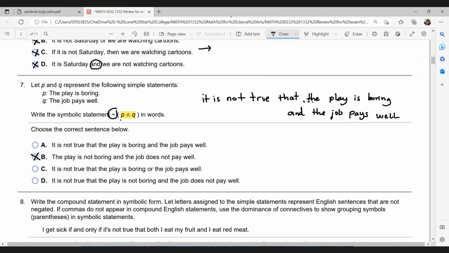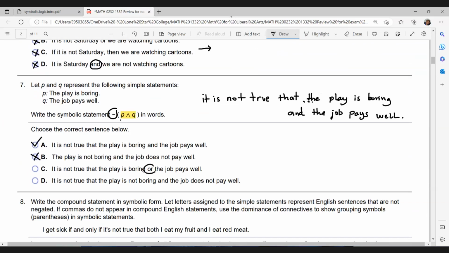So you're probably wondering, why is he doing that? Because I want to be able to read it and compare it to what I have in my writing. So it is not true that the play is boring and the job pays well. It seems like A is spot on to what I just wrote. Let's look at what C is all about. So far, I'm leaning towards A, but I'm going to check C and D and then make a final decision. It is not true that the play is, all right, here.